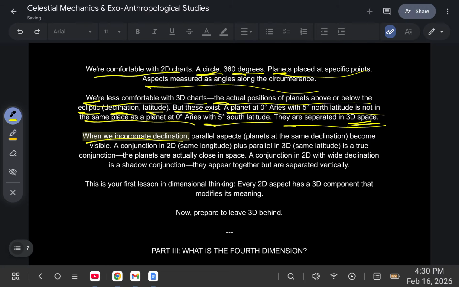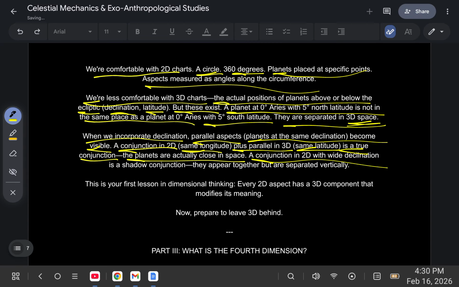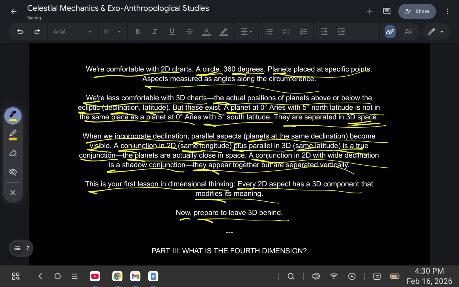When we incorporate declination, parallel aspects, planets at the same declination become visible. A conjunction in 2D, same longitude, plus parallel in 3D, same latitude, is a true conjunction. The planets are actually close in space. A conjunction in 2D with wide declination is a shadow conjunction. They appear together but are separated vertically. And this is your first lesson in dimensional thinking. Every 2D aspect has a 3D component that modifies its meaning. Now we prepare to leave 3D behind.